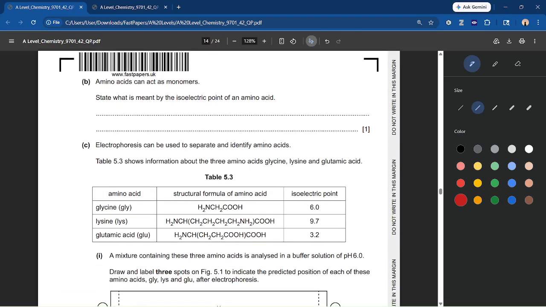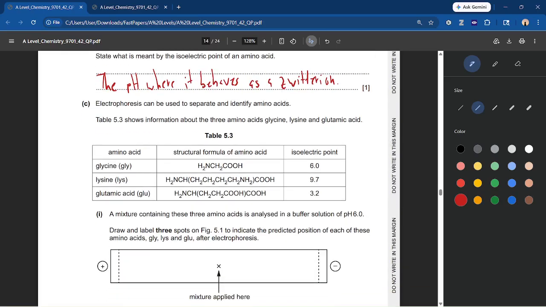So moving down. Amino acids can act as monomers. State what is meant by the isoelectric point of an amino acid. Very simple. The pH where it behaves as a zwitterion. Behaves as a zwitterion. Very simple.